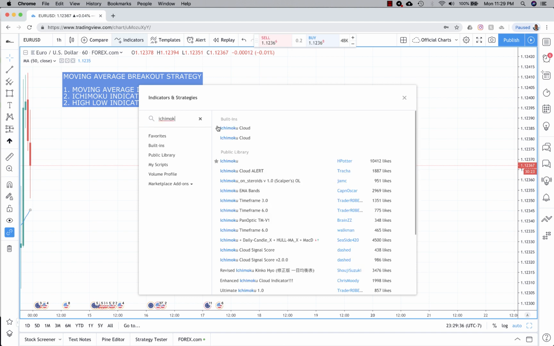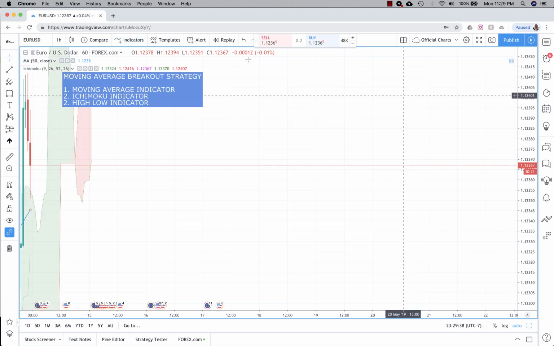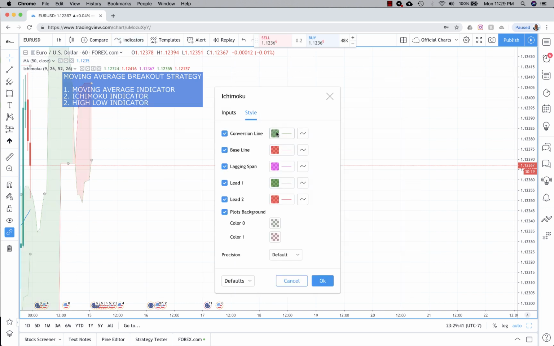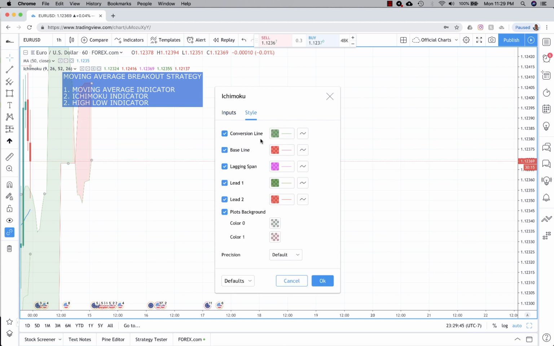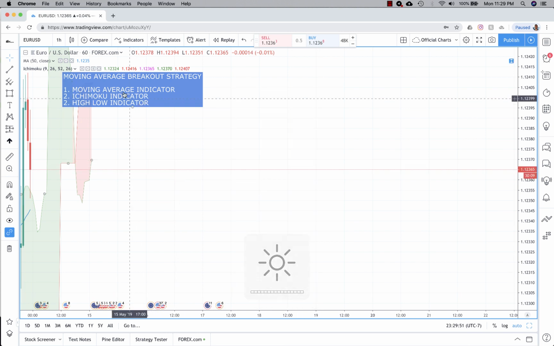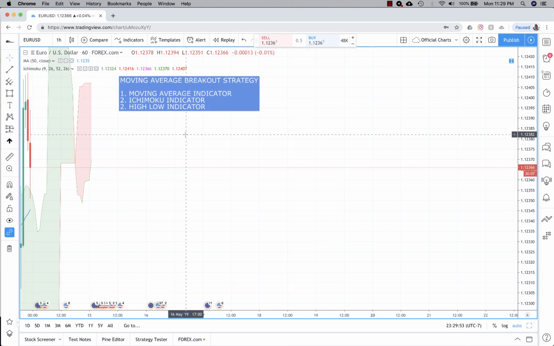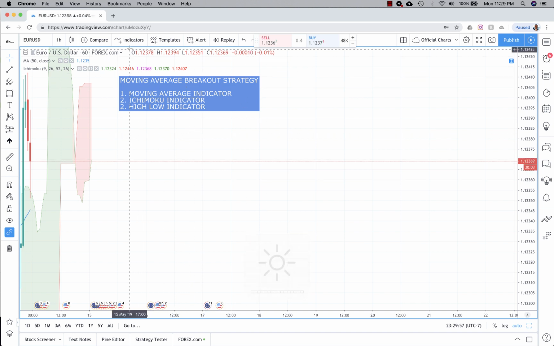And then for the next indicator, we're going to need the Ichimoku indicator, Ichimoku cloud. And for this indicator, I'm going to leave everything default, but for the style, I'm going to take off the conversion line, baseline, and lagging span. We don't really need that. I'm just going to be using the cloud to determine the trend and to look at the market from a bird's eye view to see how it's been moving.